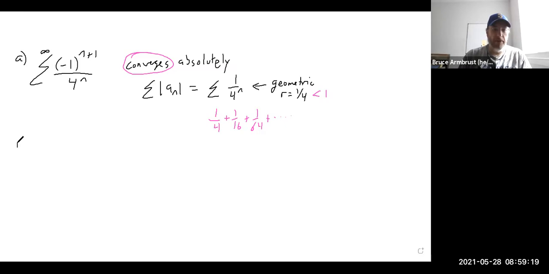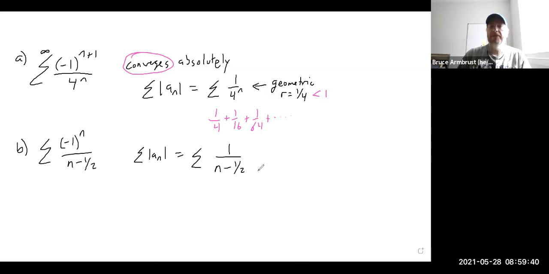All right, so there's number 1, or I guess 1A. 1B is another alternating series. Let's do the same test because we want to see if it converges absolutely. So this is going to be the sum of 1 over n minus 1/2. What can you tell me about this series right here? Not the original series, but the one of its absolute values. Okay, so Alexi just said that this diverges, and it does, absolutely.